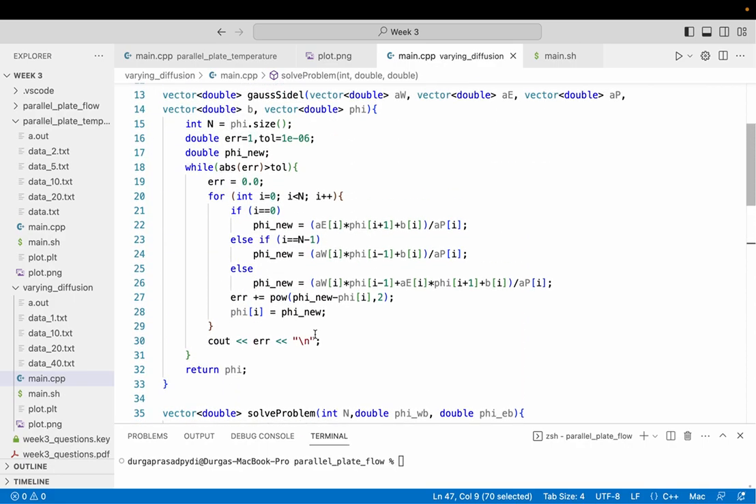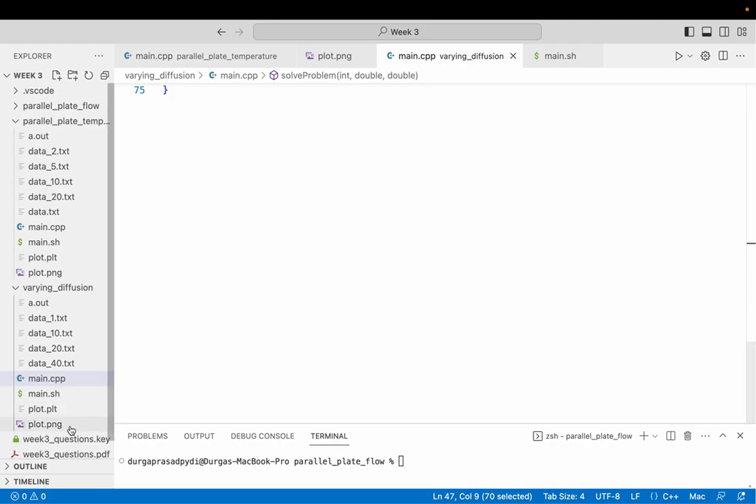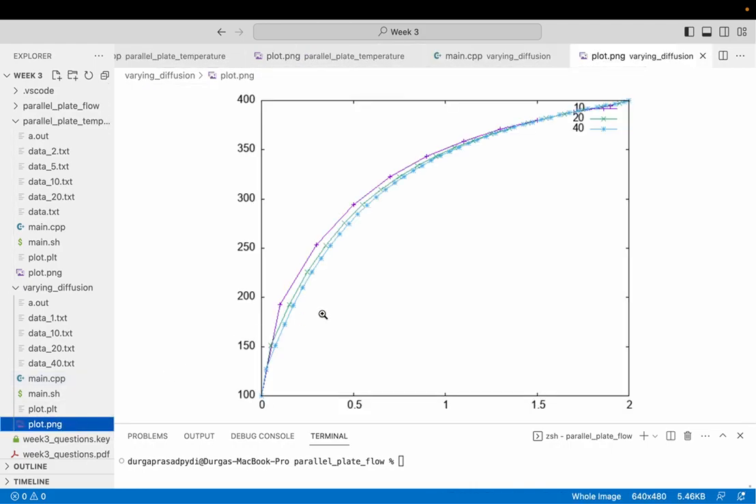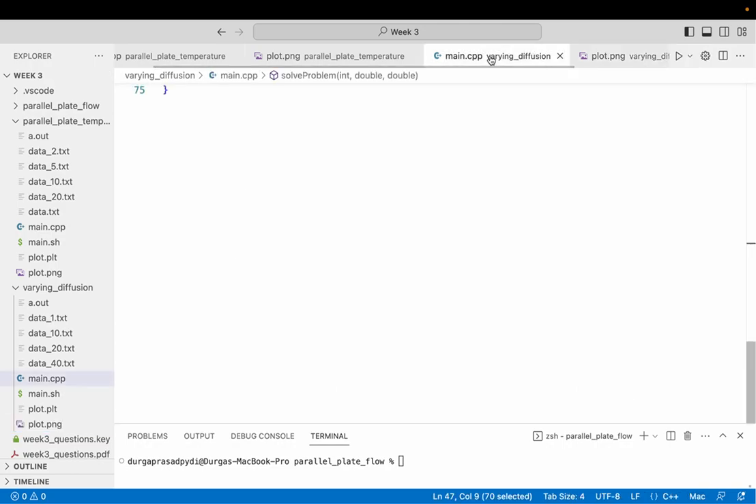So just use the same Gauss-Seidel method and then you come up with a solution. If I increase the number of grid points from 10, 20 and 40, this is where the solution is kind of converging. For the boundary conditions, on the left face, on the west side, I have taken 100 and on the right side I have taken 40. So this should be fairly straightforward again.